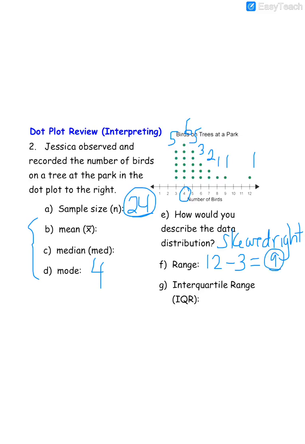Interquartile range, I need to know my Q3 or my UQ and my LQ. So I'm going to use my calculator for that. This is going to take a little while because I have to input 24 pieces of data. So I'm going to hit my stat button. I'm going to hit 1 for edit. I'm going to go up to L1. I'm going to clear out everything that's there. And then I'm going to input this data. So I'm going to hit 3 and I'm going to do it 5 times.